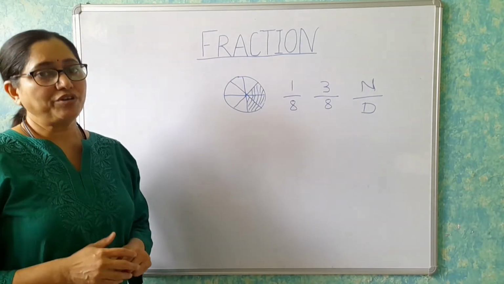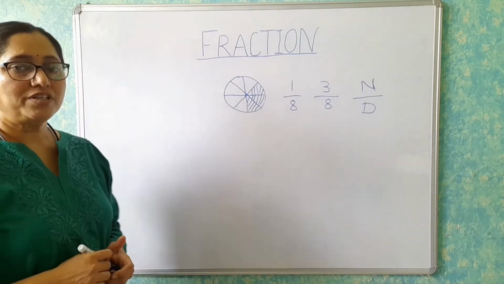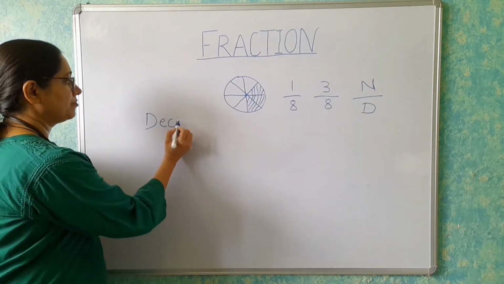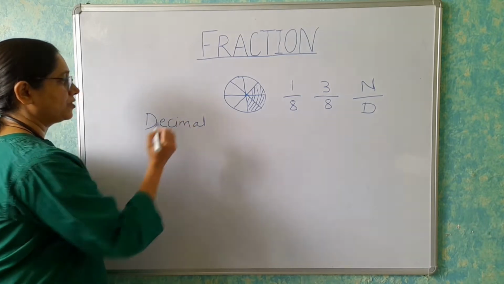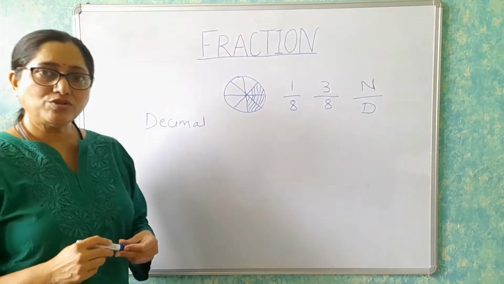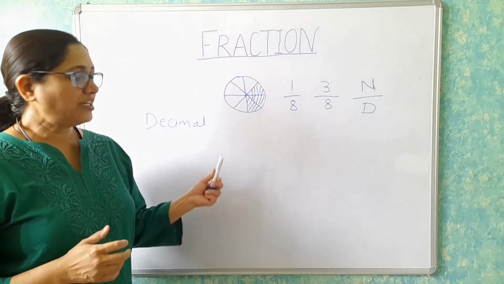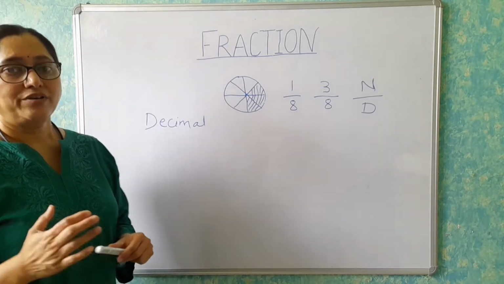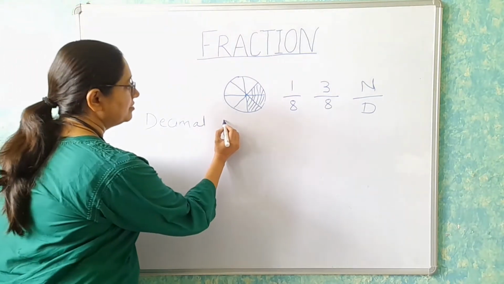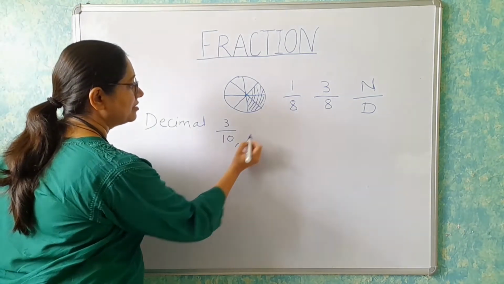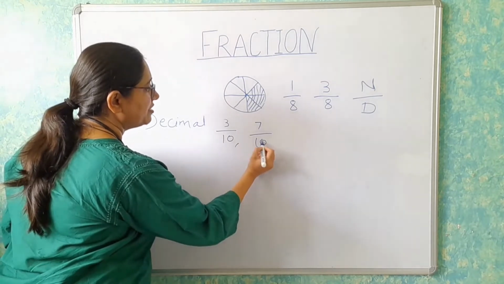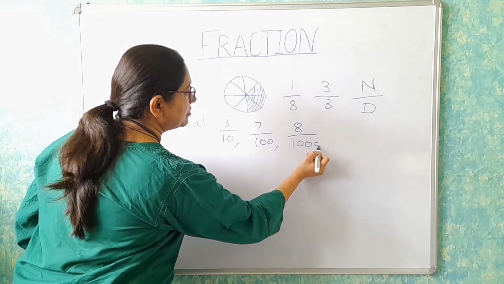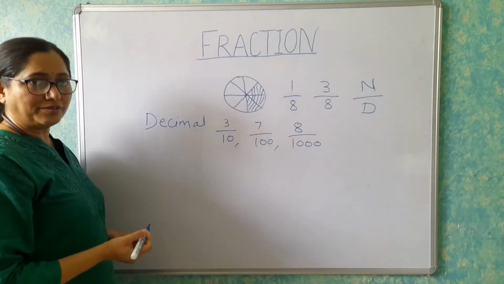Now we will learn about different types of fraction. First one is decimal fraction. Decimal fractions are those fractions in which denominators are 10, 100, 1000, 10,000 or so on. And we can represent it as 3 by 10, 7 by 100, 8 by 1000 or even I can say 10,000.